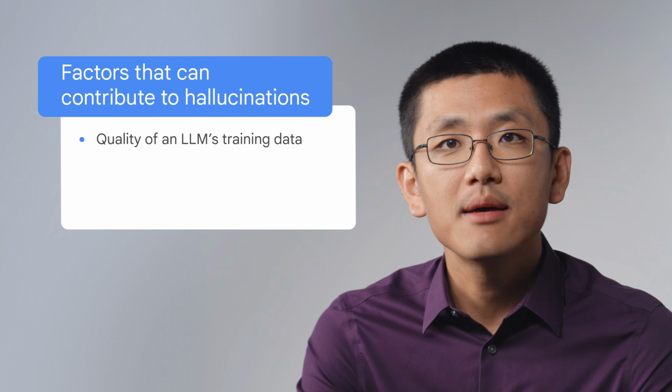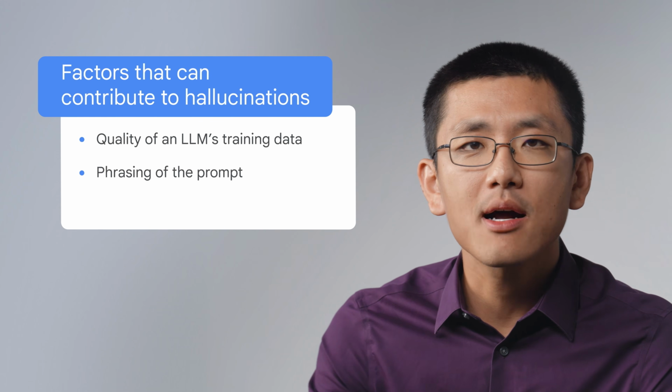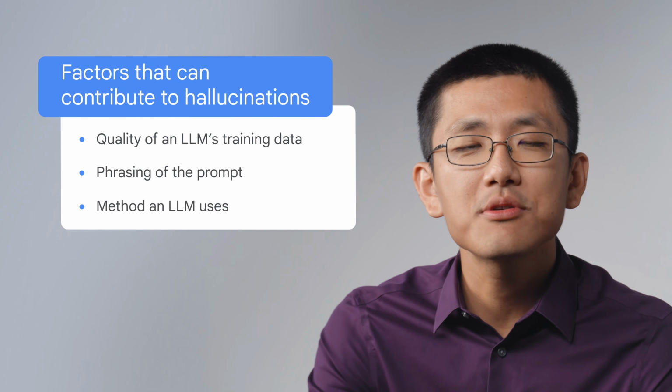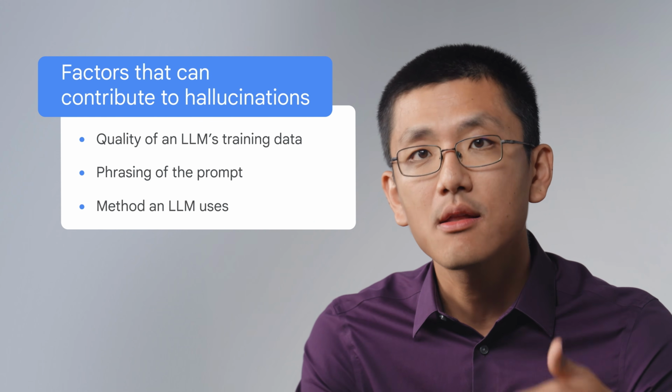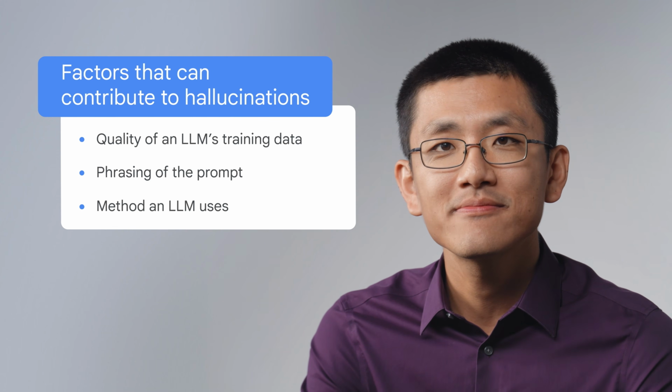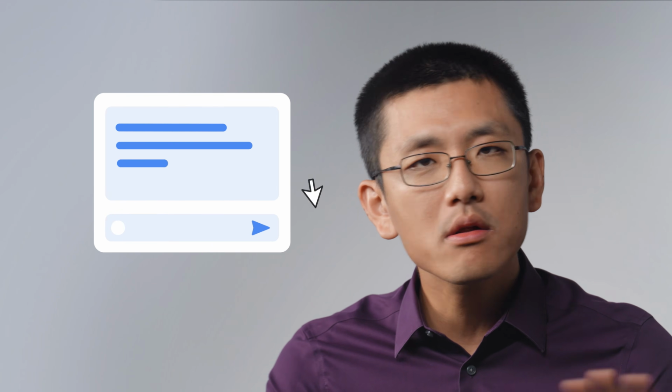A number of factors can contribute to hallucinations, such as the quality of an LLM's training data, the phrasing of the prompt, or the method an LLM uses to analyze text and predict the next word in a sequence. Because of an LLM's limitations, it's important that you critically evaluate all LLM output to determine if it is factually accurate, is unbiased, is relevant to your specific request, and provides sufficient information.